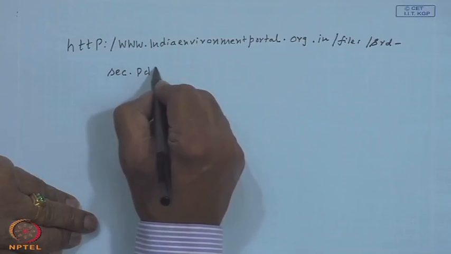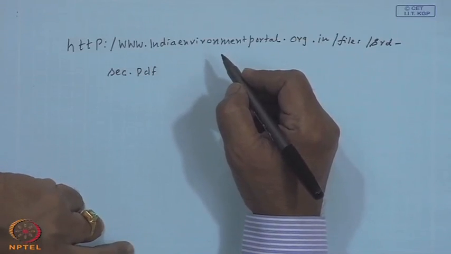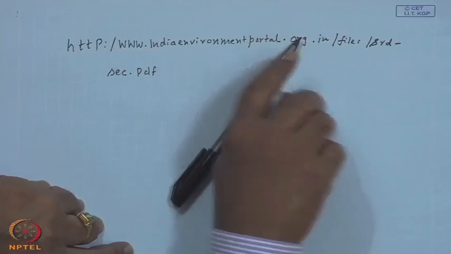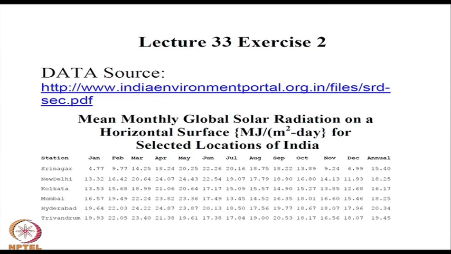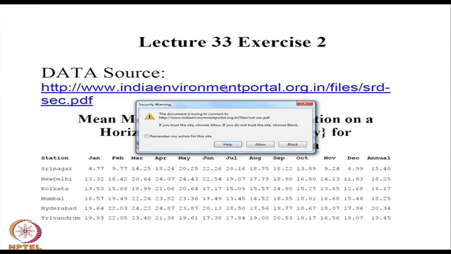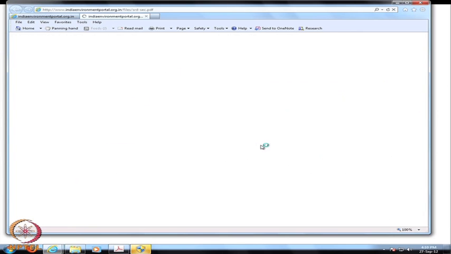So, this has got one of the examples that you can see clearly on the screen: mean monthly global solar radiation on a horizontal surface in megajoules per meter square a day for selected locations of India. These numbers you cannot read, but you can always go to the original source and have a look at the data that is compiled by Solar Energy Center, MNRE, Indian Meteorological Department.